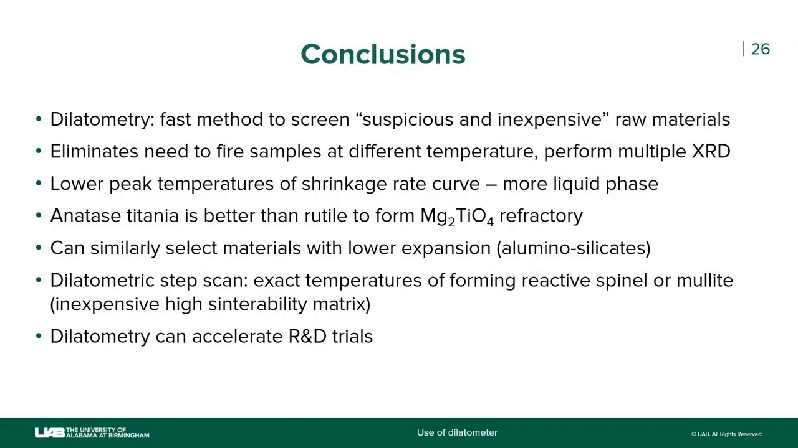So in conclusion, dilatometry is a very fast method to screen suspicious and inexpensive raw materials. It eliminates the need to fire samples at different temperatures or perform multiple XRD. It can help you select which polymorph is better even though they have the same chemistry. It can tell you from the peak temperatures whether more or less liquid phase is present in the raw material. And more importantly, the dilatometric steps can help you in forming reactive spinel without any unreacted raw materials in them. So in a nutshell, dilatometry can really accelerate your R&D trials.